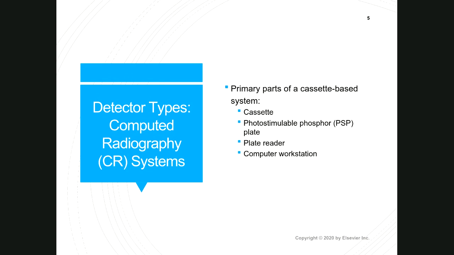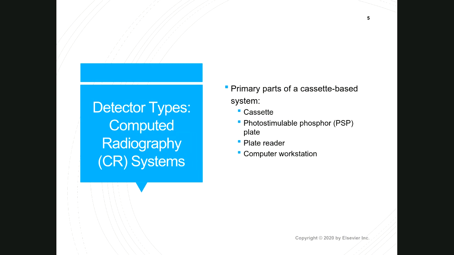All right. When we look at the parts of a cassette-based system, which CR is a cassette-based system, you have a cassette, and inside that cassette you had a photostimulable phosphor, or a PSP plate.